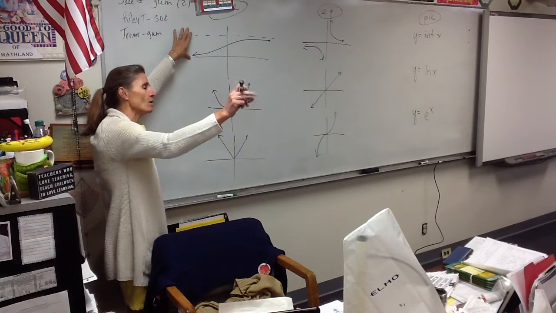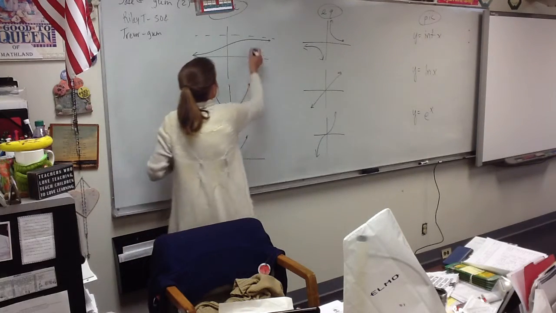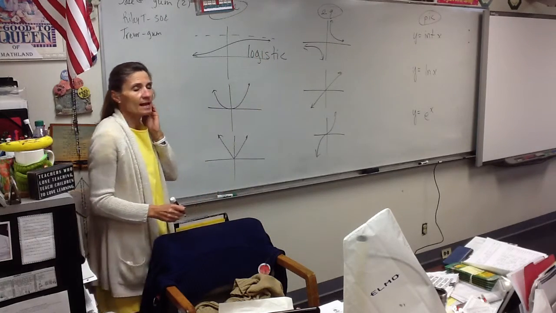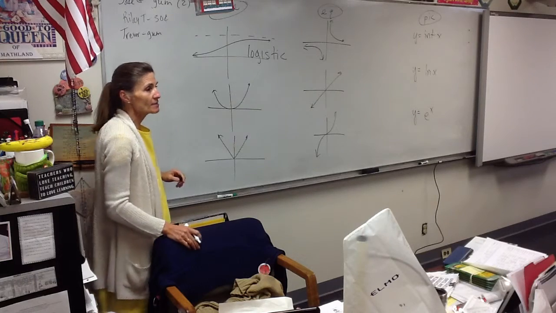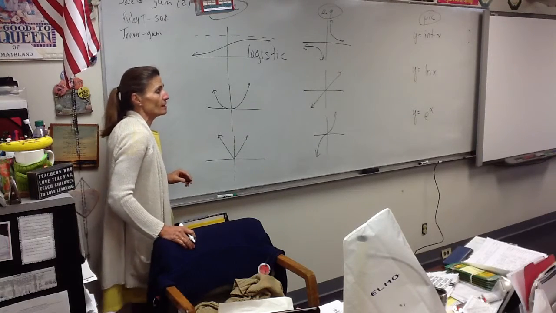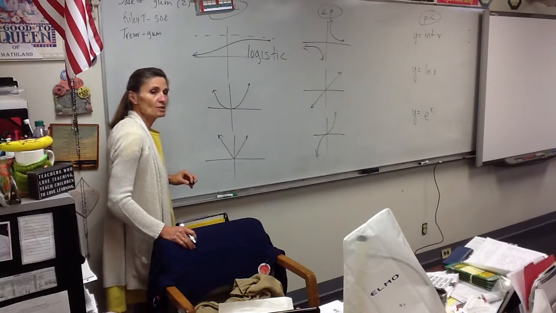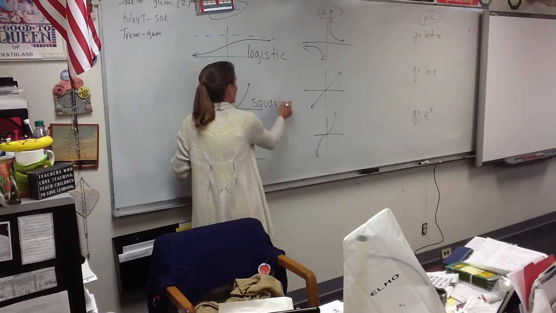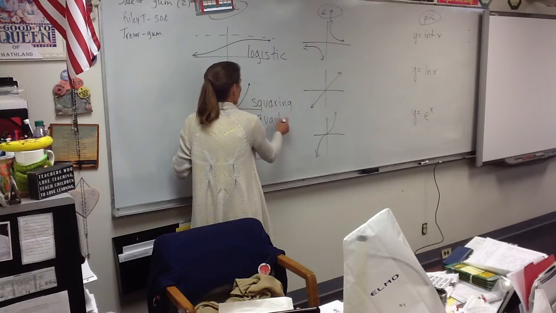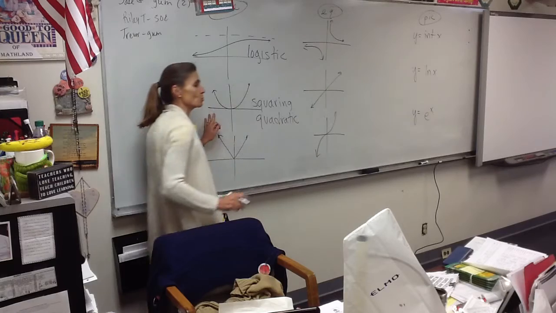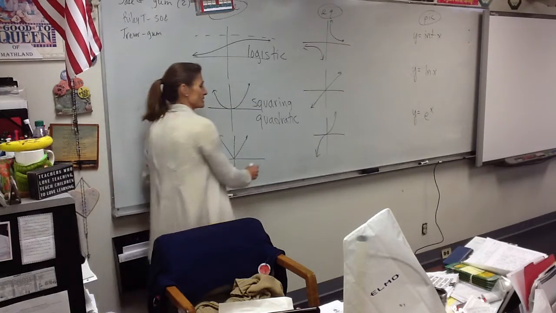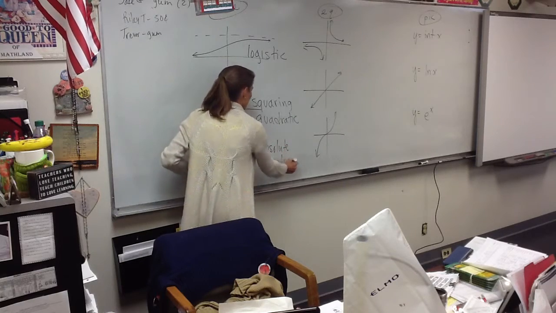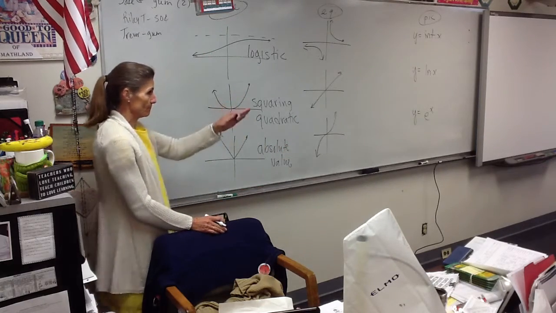Everybody back to order. Here we go. Let's see how you did. Name: logistic. Do not say log because we have something called the logarithmic function. So you must write the word logistic. This is the squaring. If you put quadratic, that is fine. Both of those words are fine. This is absolute value. Those are the names. Got those.